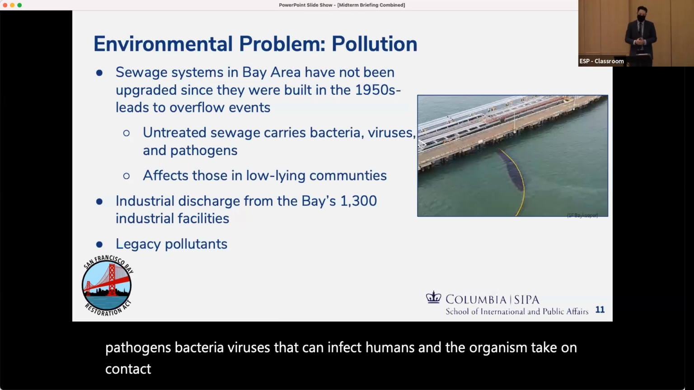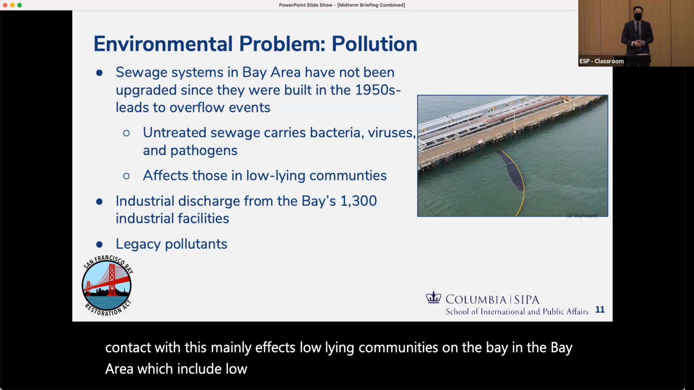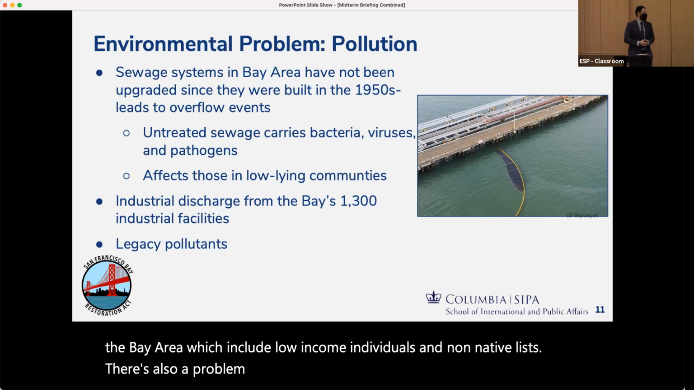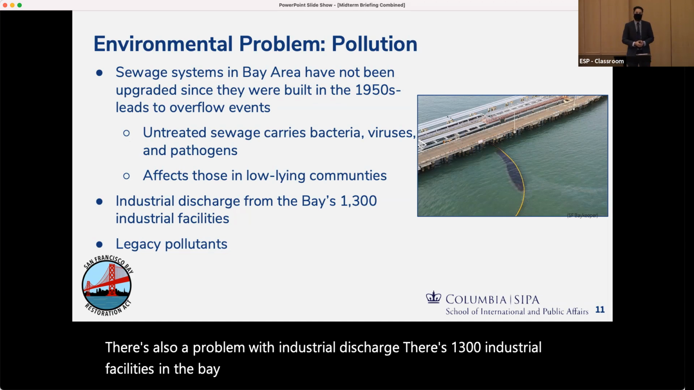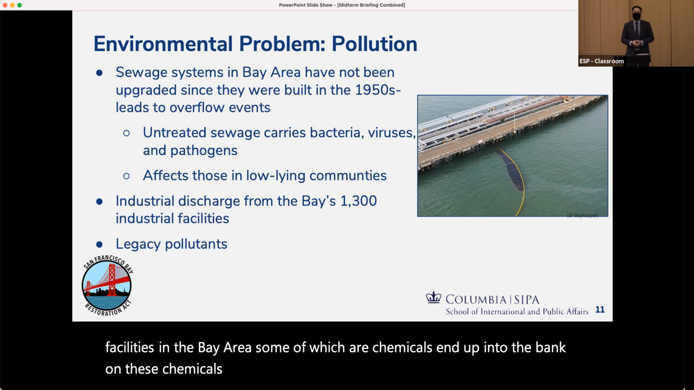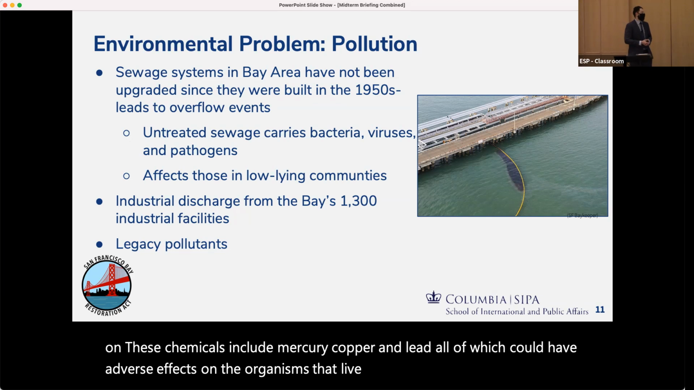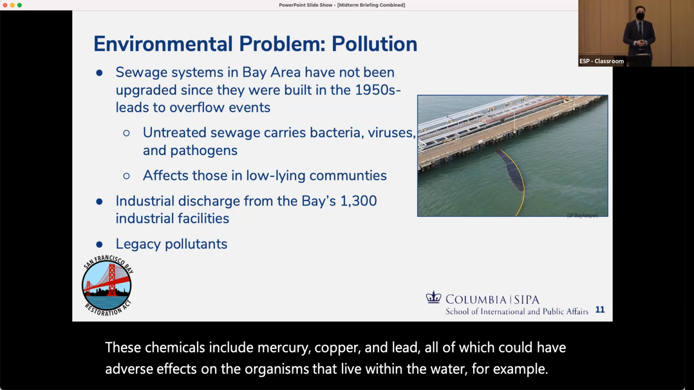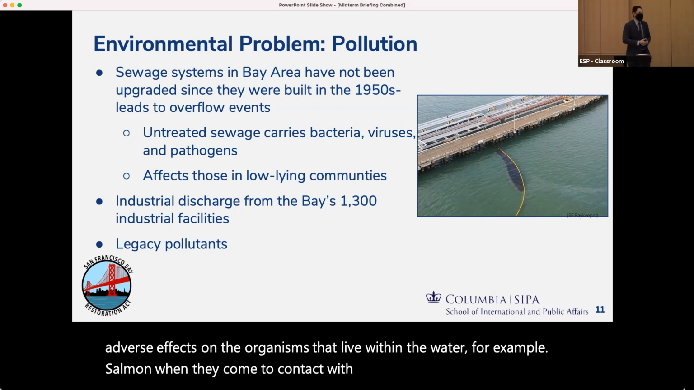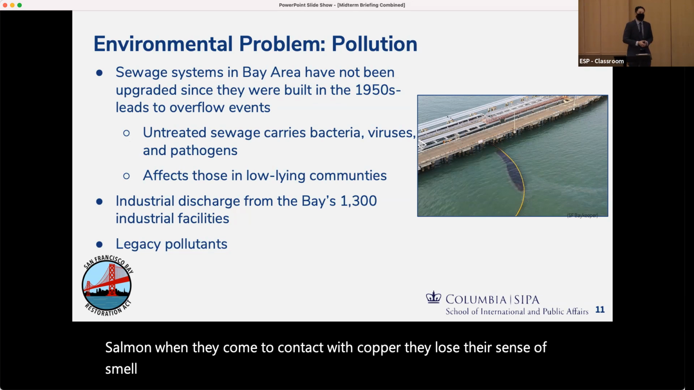This mainly affects low-lying communities in the Bay Area, which include low-income individuals and non-native U.S. citizens. There's also a problem with industrial discharge. There's 1,300 industrial facilities in the Bay Area, some of whose chemicals end up in the bay. These chemicals include mercury, copper, and lead, all of which can have adverse effects on the organisms that live in the water. For example, when salmon come into contact with copper, they lose their sense of smell. And without that, they have a hard time spawning, as well as avoiding predators.